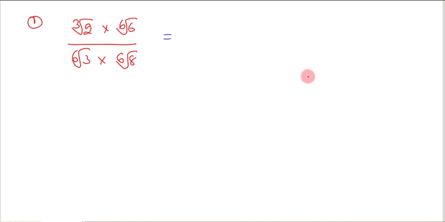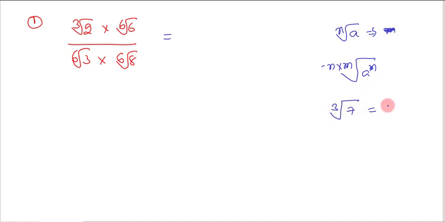So we need to make them the same order. To convert these surds to the same order, we have another process also. Let me explain that. The m-th root of the n-th root of a can be written as the (n into m)-th root of a to the power of m. That means the cubic root of 7 can be written as 2 into 3, that means 3 into 2, that means the 6th root of 7 squared.